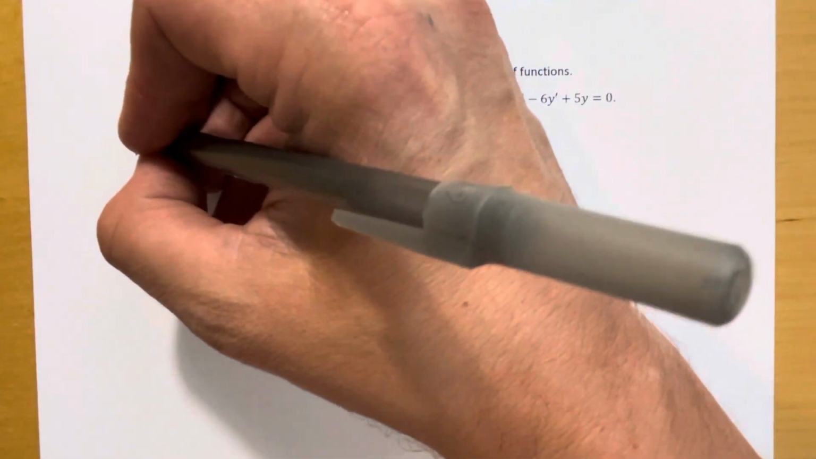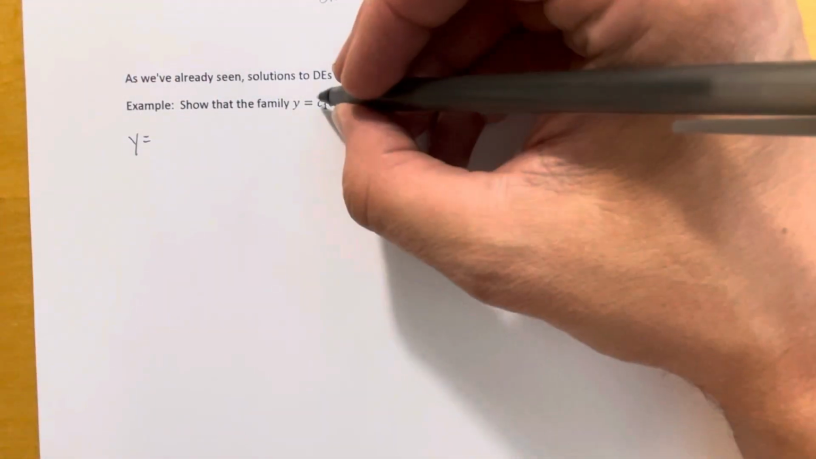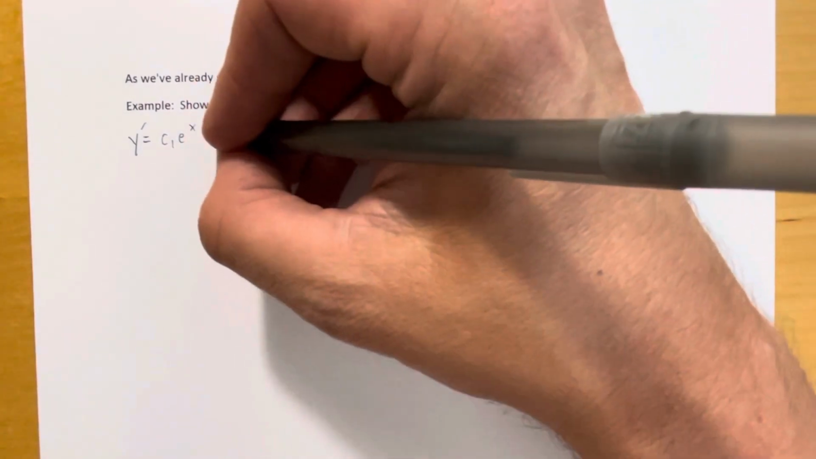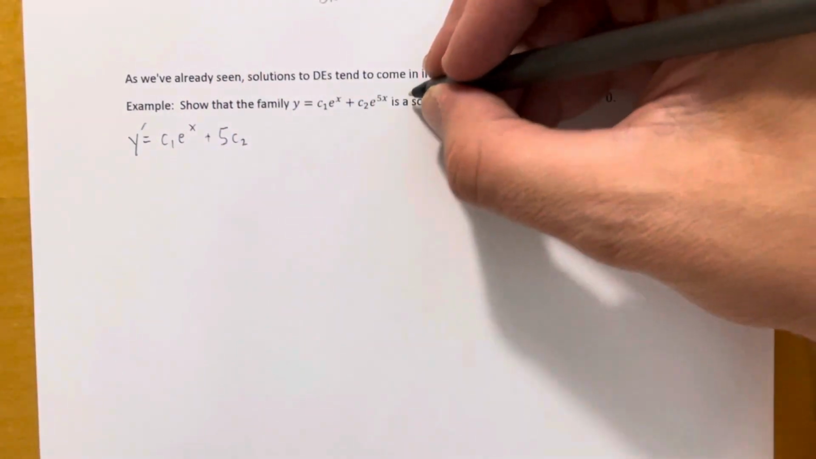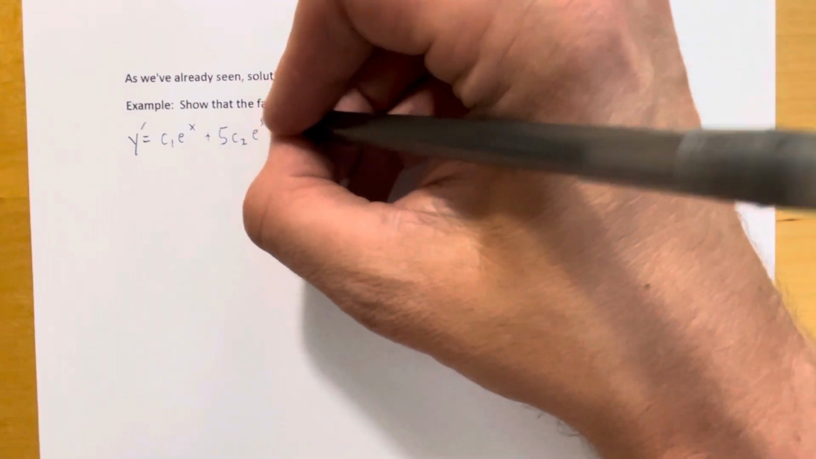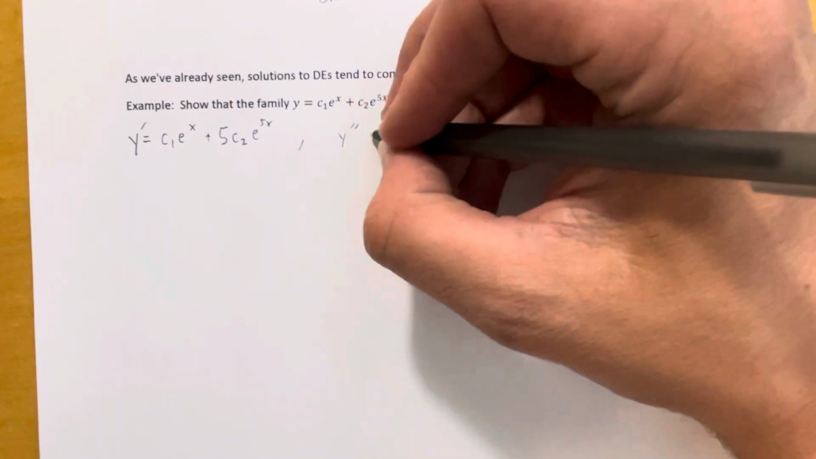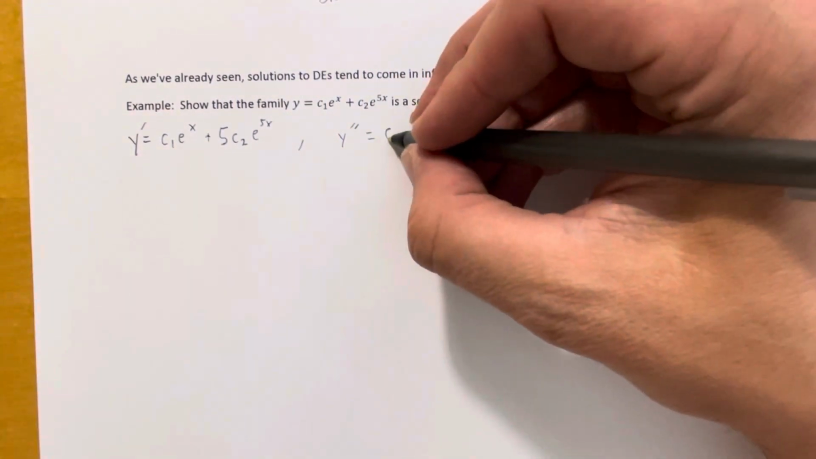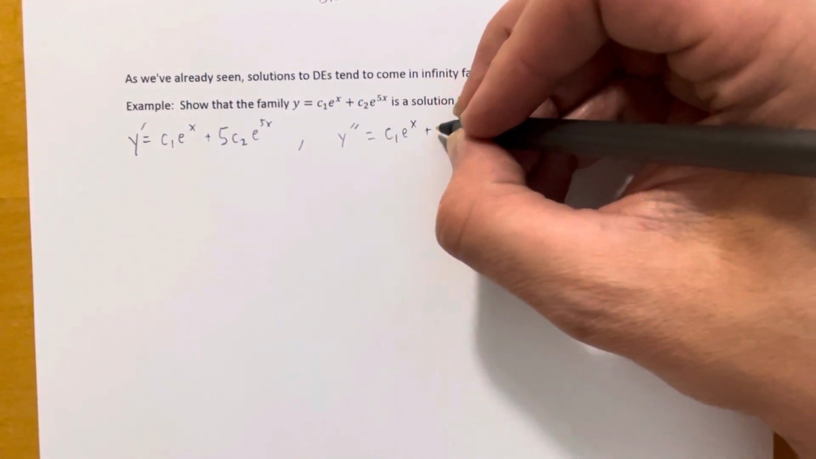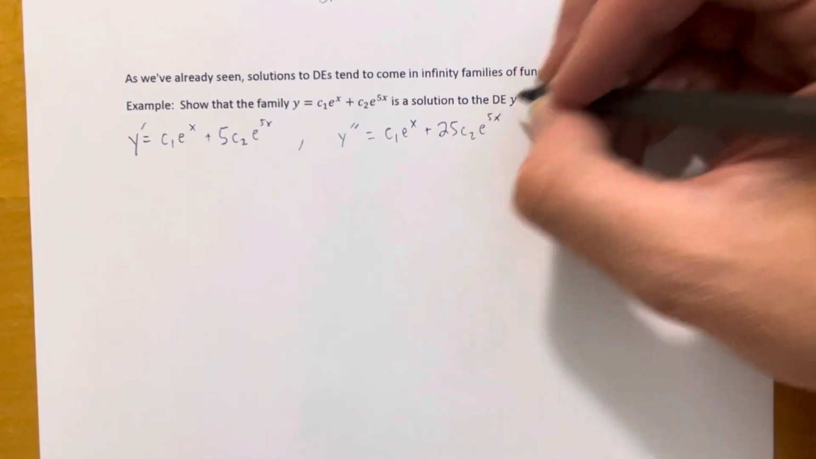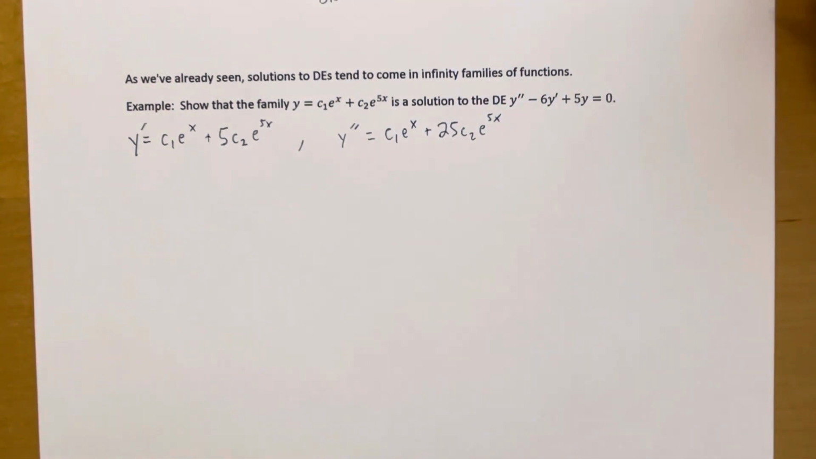So I have y already. c1 and c2 are constants, so my y prime here is going to be c1 e to the x plus 5 c2 e to the 5x. That's what that derivative would look like. I also need y double prime. So taking the derivative of this, I get c1 e to the x plus 25 c2 e to the 5x. Hopefully you're comfortable enough with derivatives to know where I'm getting these from, okay?